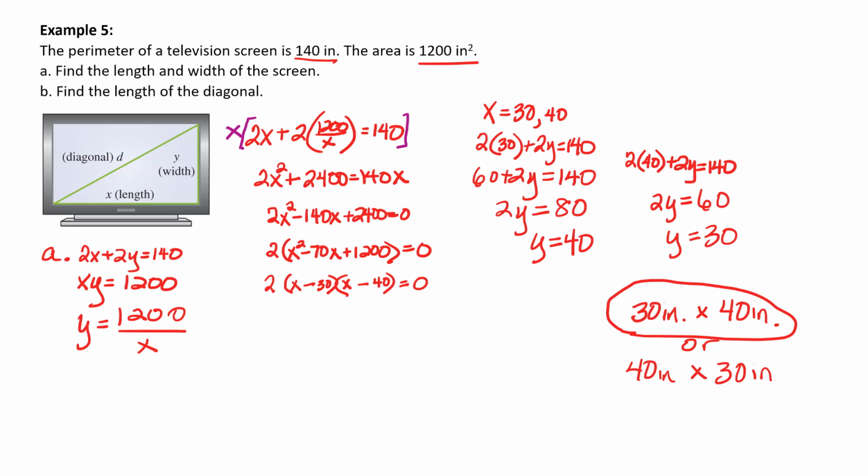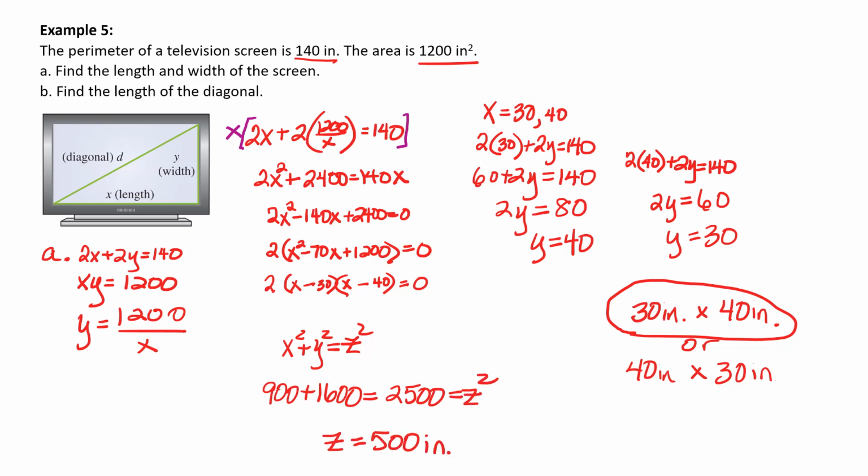All right, so we want to find the length of the diagonal. And so that is just the hypotenuse of a right triangle that has length and width 30 and 40. So it doesn't matter which is which. The diagonal will be the same. So x squared plus y squared is equal to z squared, the diagonal. We could have called it d squared. So 900 plus 1600 is 2500, which is z squared. So z is going to be 50 inches, not 500 inches.